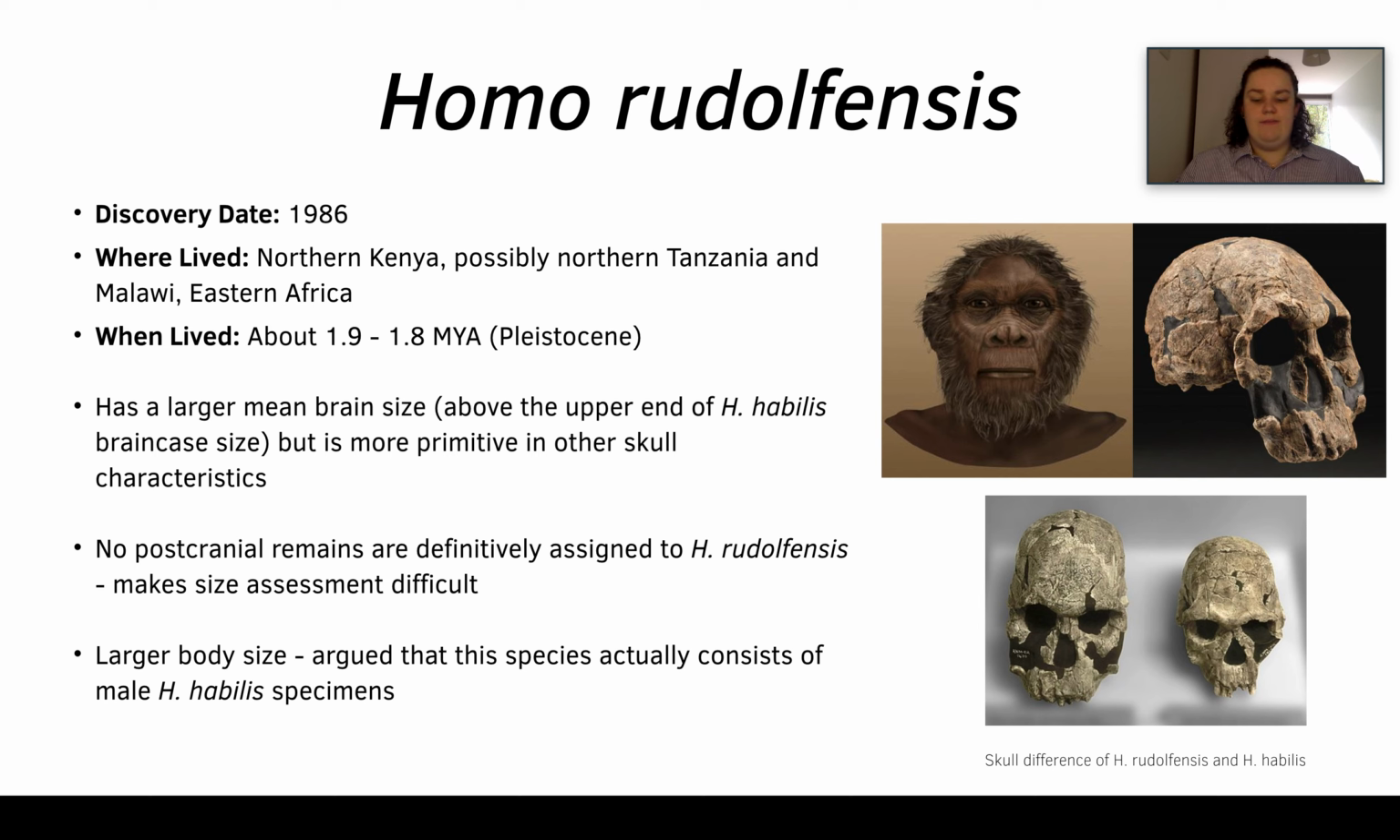However, it's known that it is larger in body size. However, it's argued that rudolfensis is actually just a male Homo habilis specimen, which would make sense. However, there are different views. Some paleoanthropologists also think that rudolfensis belongs to Australopithecus. But it's more anatomically similar to Homo habilis. And as you can see on the bottom right, there's a skull difference between rudolfensis and habilis. So it's possible that it is its own species, but it's still a debate that's going on today.